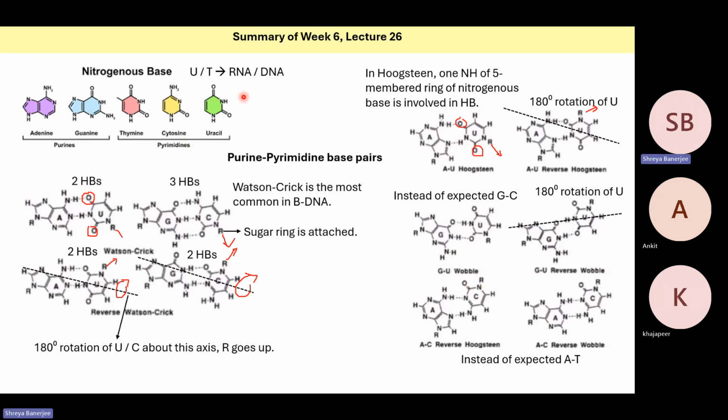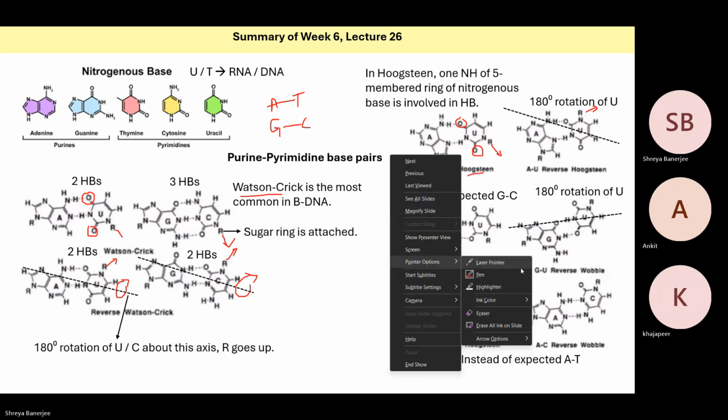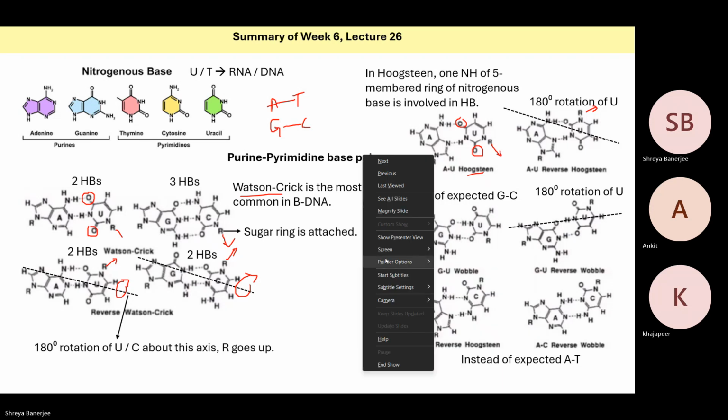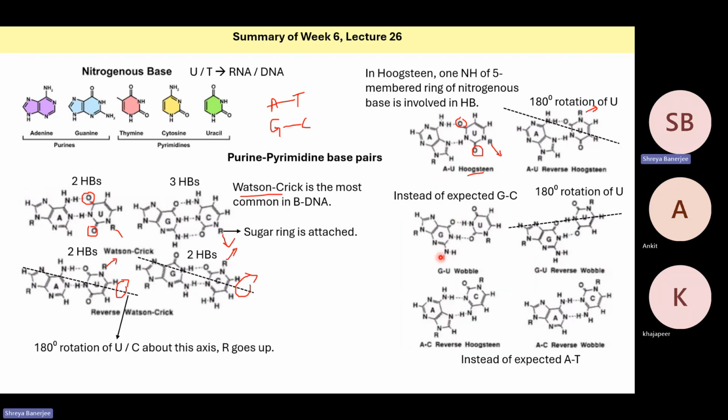A pairing with T and G pairing with C, these are the expected base pairs, and this is observed both in Watson-Crick and in Hoogsteen. In wobble, what happens? The pairing is unexpected. So instead of GC, in wobble, you will observe a GU.